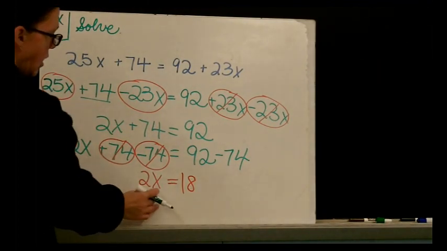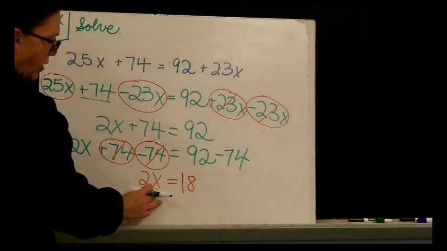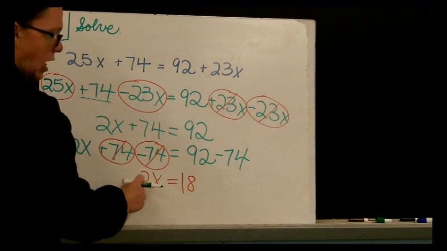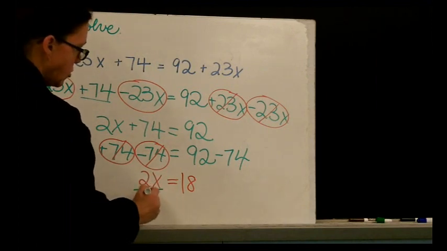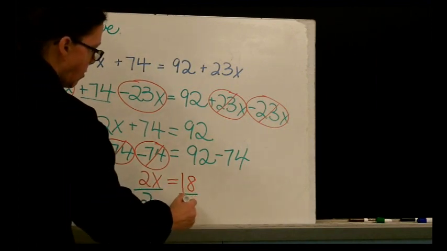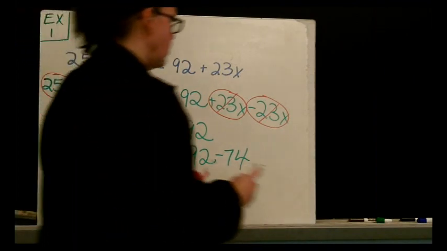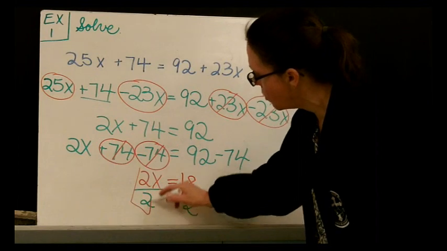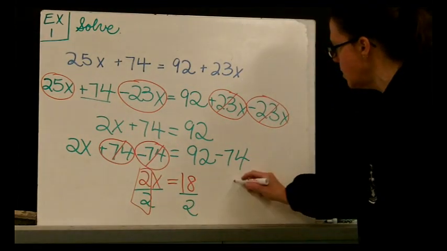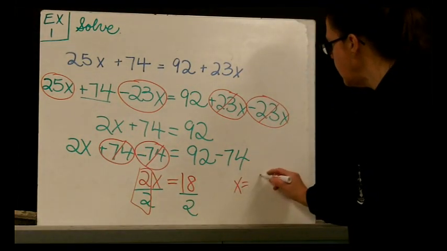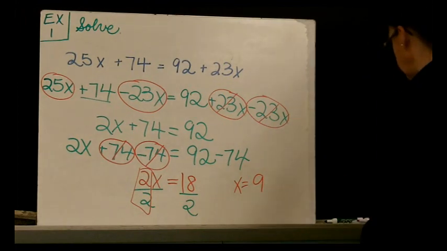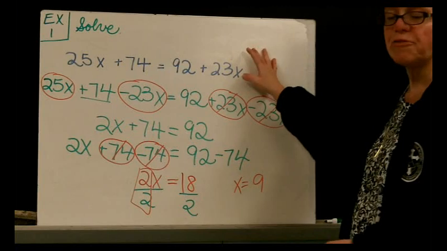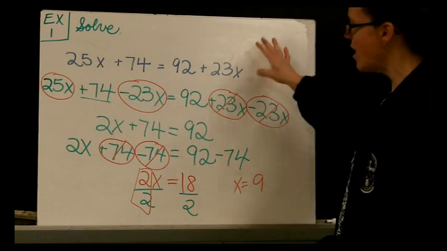Now that we see we have our variable being multiplied by a positive 2, the way to undo that is to divide both sides by a positive 2. And when we do, we have a coefficient of 1 for our x, and we find that x equals positive 9. So the solution to this very long, very unfriendly looking equation is that x equals 9.